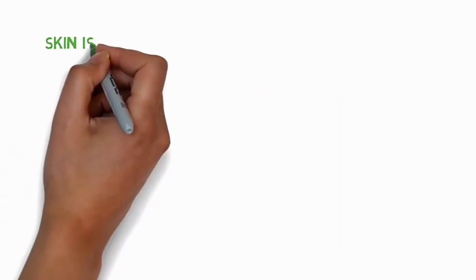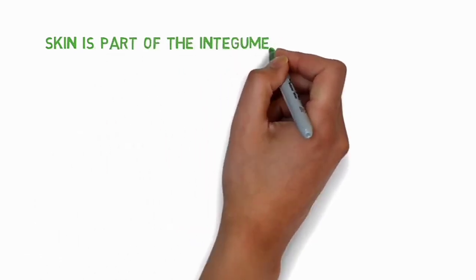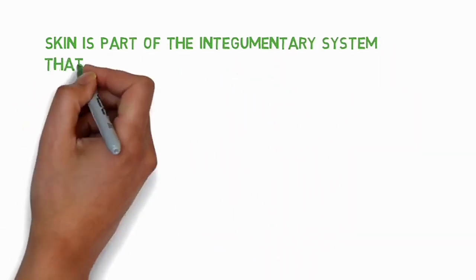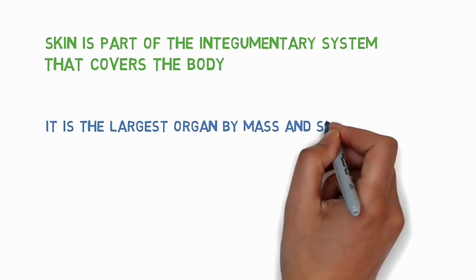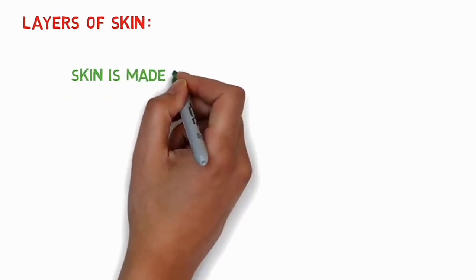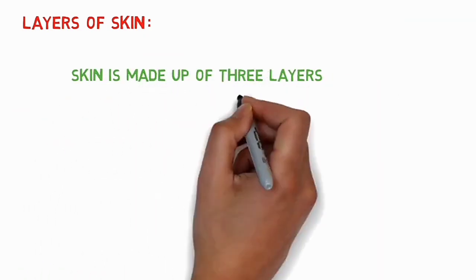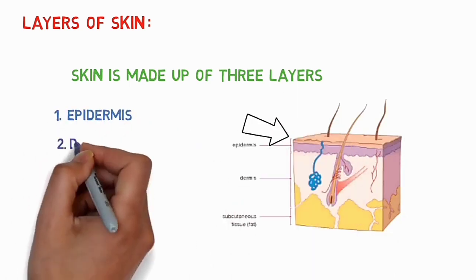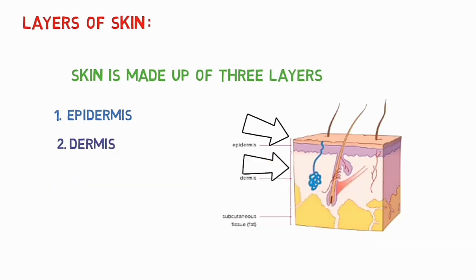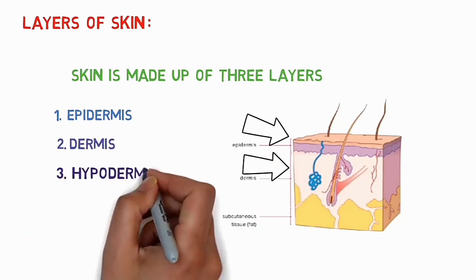So, skin is part of the integumentary system that covers the body. It is the largest organ by mass and size. Now we see layers of skin. Skin is made up of 3 layers. First, epidermis. Second, dermis. Third, hypodermis.